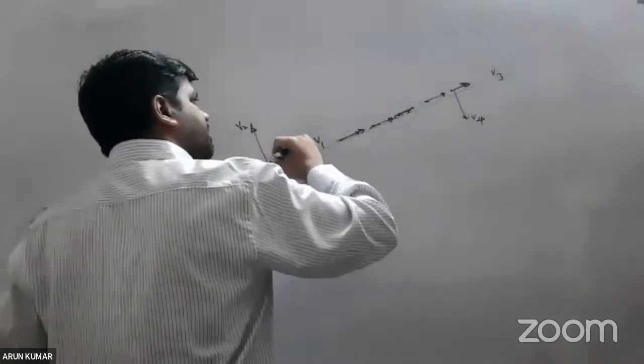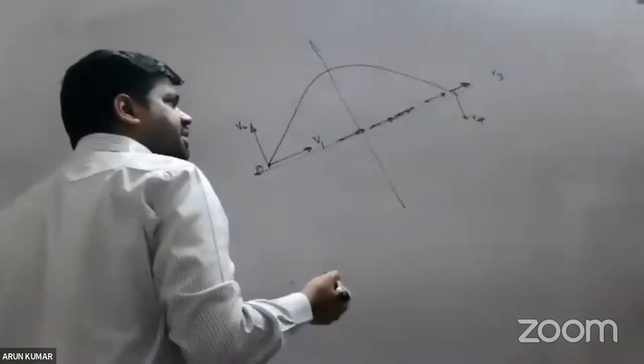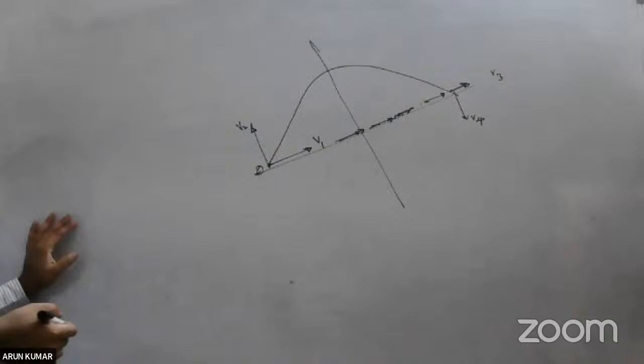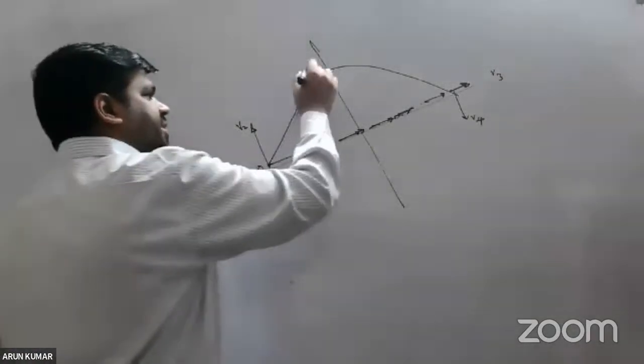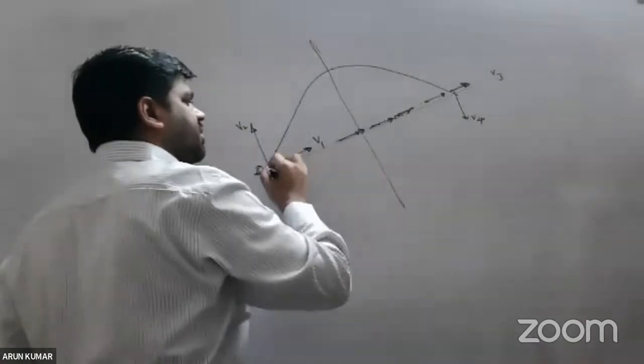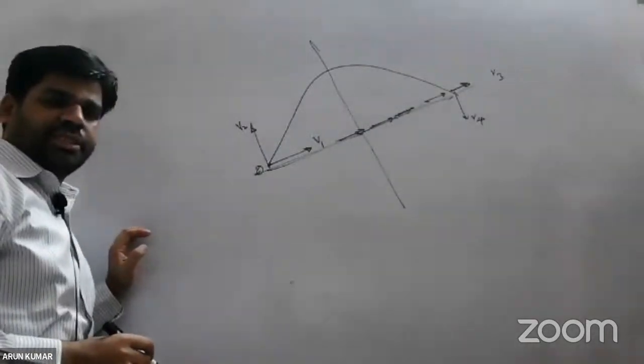I'll draw a trajectory like this with axis of symmetry like this. Is it correct? Time of ascent, time of descent, and the axis of symmetry is like this. This is equal to this. Is it correct? Is such a trajectory possible?